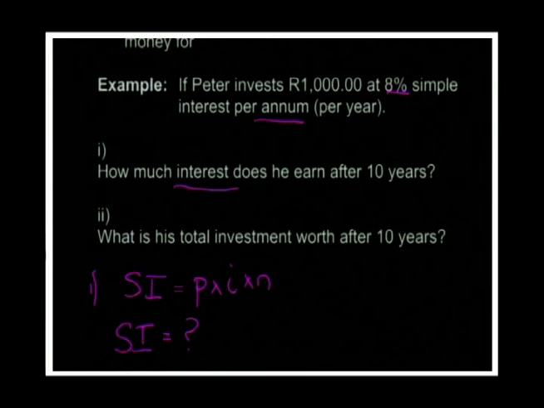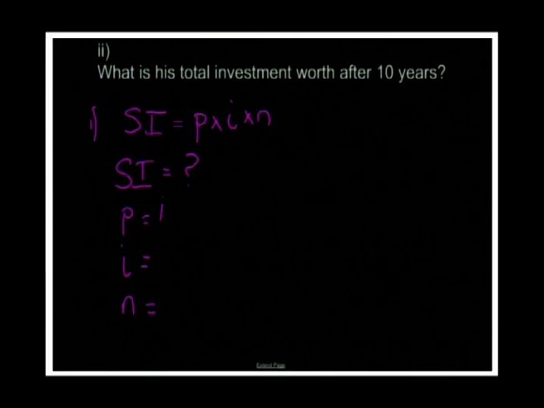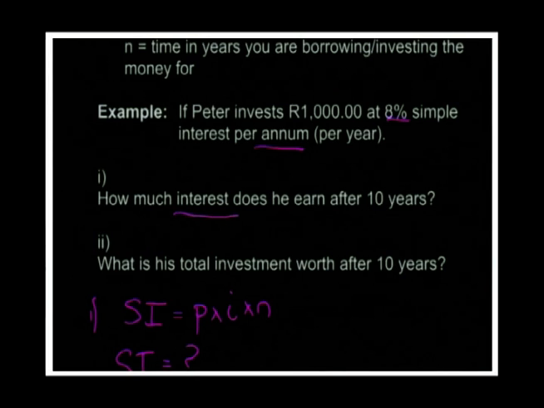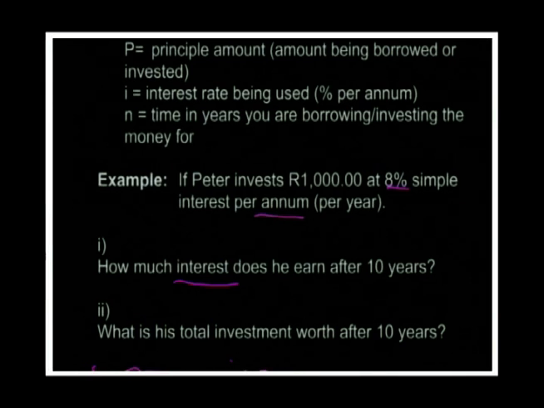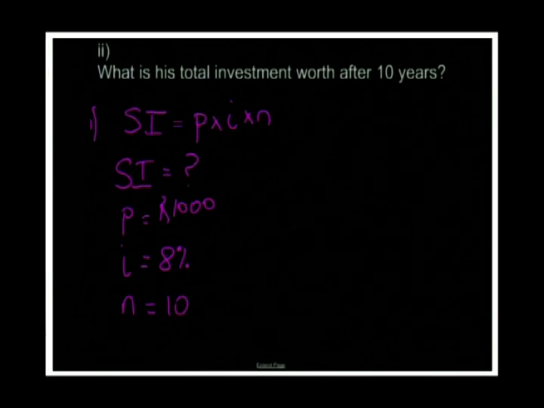He started with, let's go back to the question, he had 1,000 Rand. So that is my principal amount, 1,000 Rand. The interest rate, what was our interest rate? 8%. Our interest rate was 8%, and the number of years was 10 years. I'm just going to go double check that. 10 years. Right.